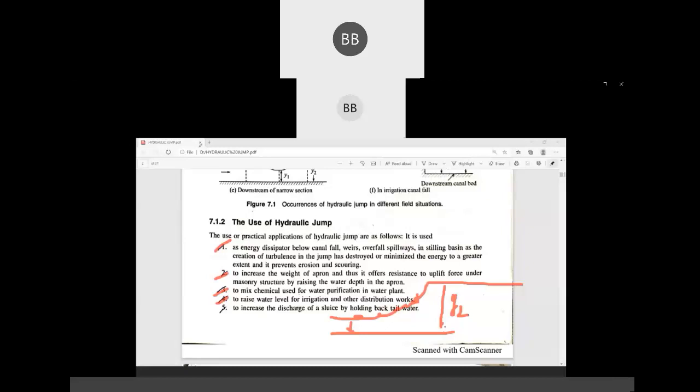The last one, you write number five, to increase the discharge of fluids by holding back tailwater.